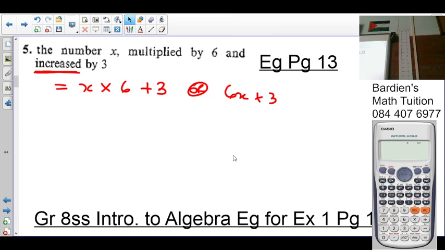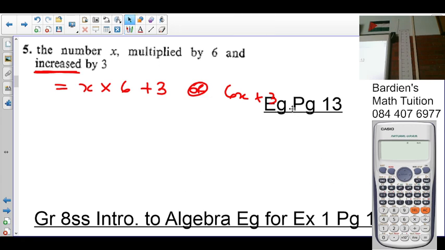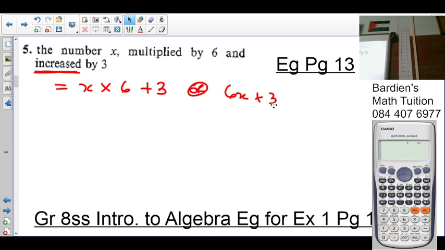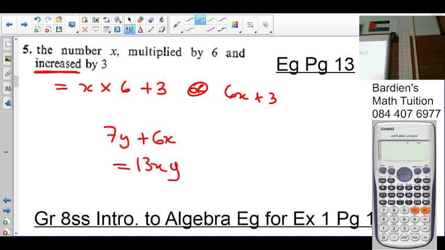Alright. Let's carry on. And 6x plus 3 is not 9x, no? Why not? Because it's unlike terms. The variables are not the same. Like if you got 7y plus 6x, is that going to give you 13xy? No. Why? They are unlike terms. So 6x plus 7y remains 6x plus 7y.